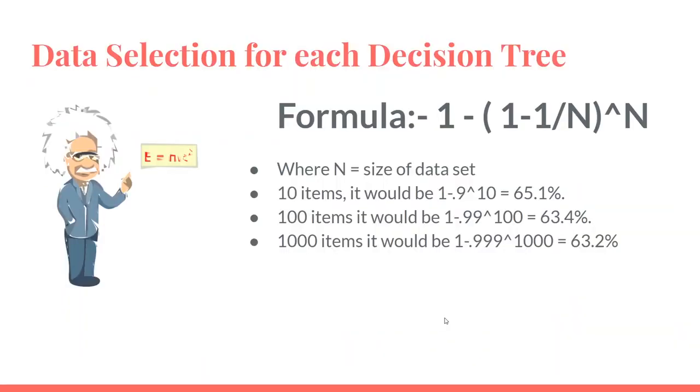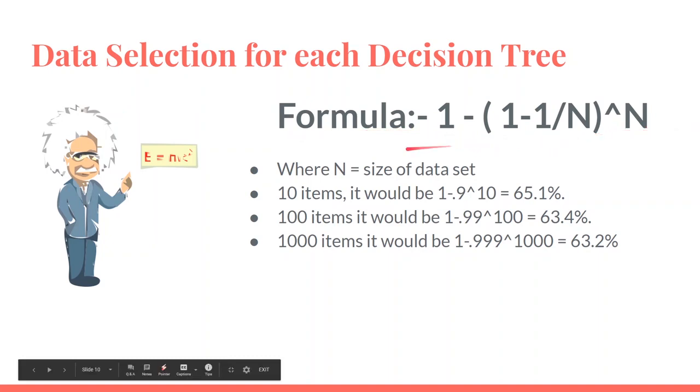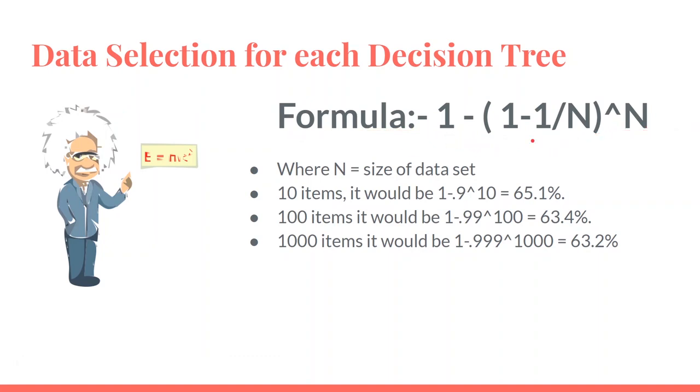Now, how do we determine what percent of training data we should feed to each of our decision trees? We use the following formula for this. So this formula gives us the percentage of training data that we should be feeding to each decision tree. For example, if we have 10 items in our training data, if we calculate the percentage using this formula, we get 65%, which means that we can either feed 6 items or 7 items because you cannot feed 6.5 items. So you can choose between 6 and 7 what amount of data you should be feeding to each of your decision trees.